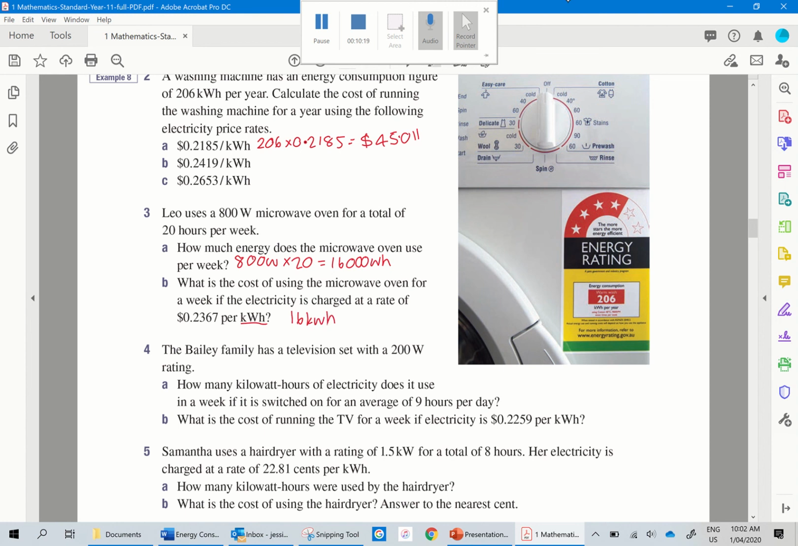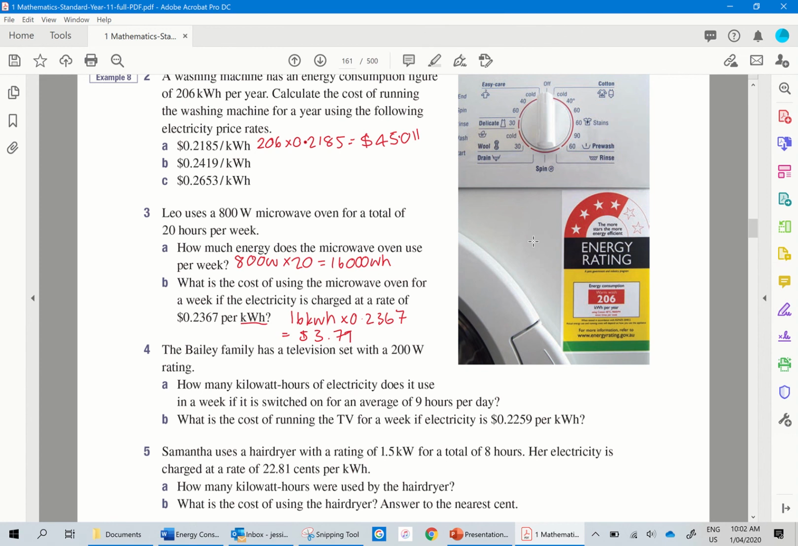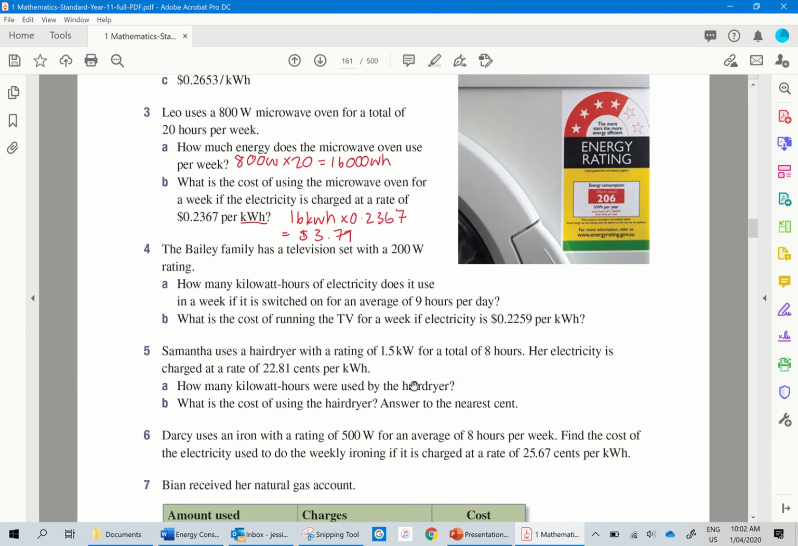And it's charged at 0.2367, which gives me an answer of 3 to 2 decimal places, 0.79. Okay, so always make sure they're in the same unit. So I'll leave you with 4 to do. It is very similar.